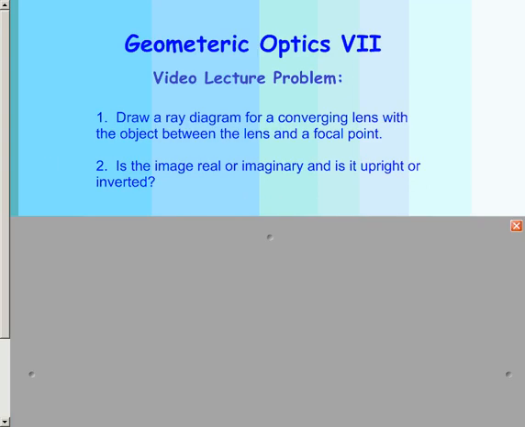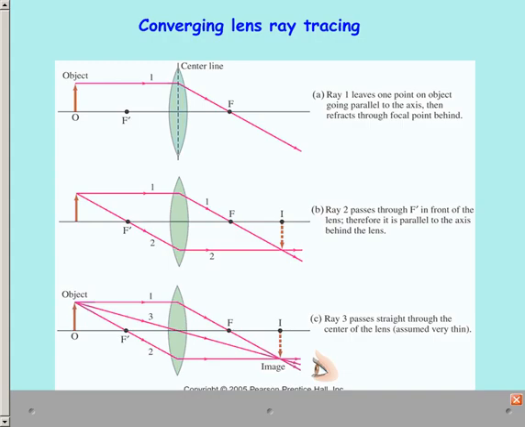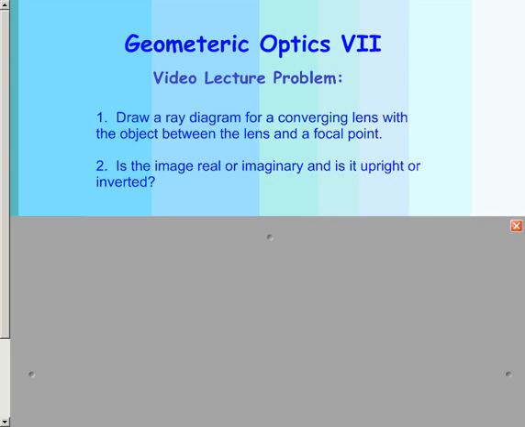All right. Video lecture problems. Draw a ray diagram for a converging lens, but put the object between the lens and the focal point. So if we go back to an old picture, here the object is outside the focal point, and it is a converging lens. What I want you to do is draw a converging lens just like that, but put the object between the focal point and the lens. Then, is the image real or imaginary, upright or inverted? Okay, so go ahead and do that. Pause me now and then see what you come up with. I'll show you the answer in just a second.